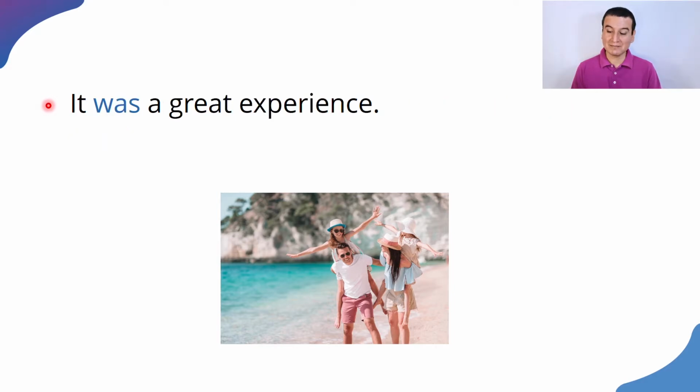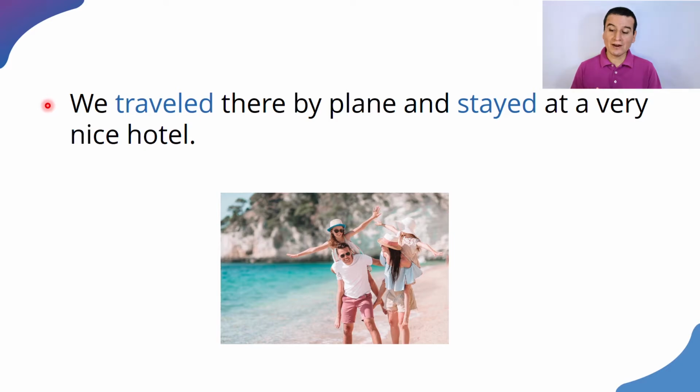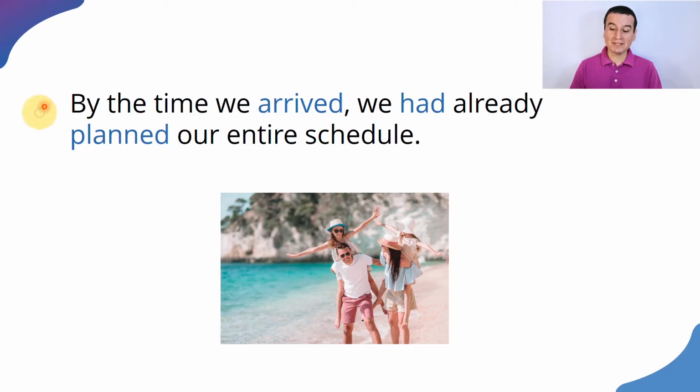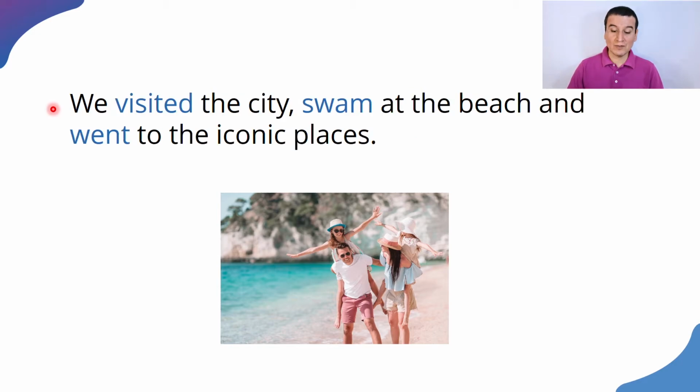That's the context. We traveled there by plane, so that's how she got there, and stayed at a very nice hotel. Good. By the time we arrived, so at the moment when we arrived, we had already planned our entire schedule. So they arrived, and before then, they had already planned the schedule. So that's why she's using the past perfect there. Now, let's see what they did.